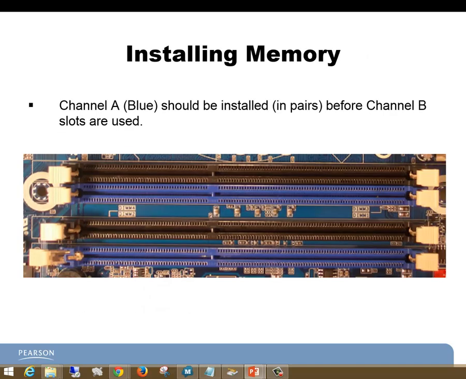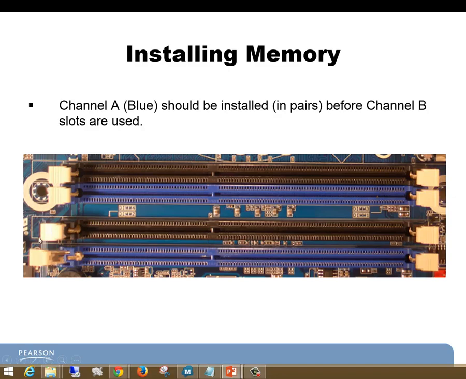So here's an example of a couple of slots. Notice that these are color coded. That tells you pretty much immediately that this is a dual channel system, and you have to use one set of slots before the other one. In this case, the black one's first and then the blue one's next.